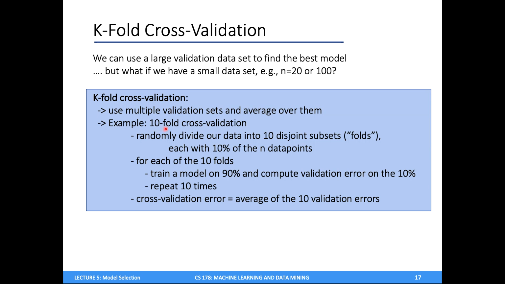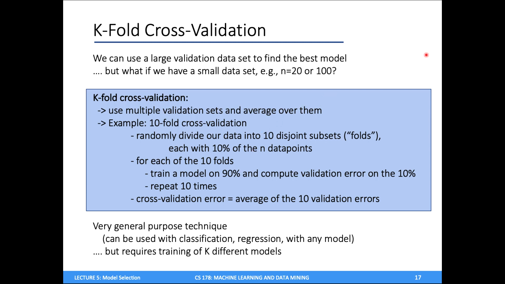So for example, in a 10-fold cross-validation, we'll first randomly divide our data into 10 disjoint subsets, or folds as they're commonly called, each of these folds having 10% of our total data set. So we make 10 disjoint bins in our data. Then for each of the 10 folds, we'll train a model on 90% of the data, and then evaluate on 10% of the data. Then we choose which fold is the validation set, over each of these 10 possible splits, and average over all of the possible errors.